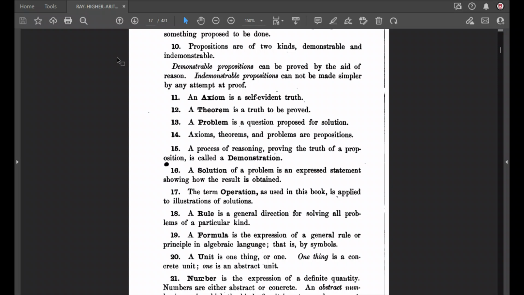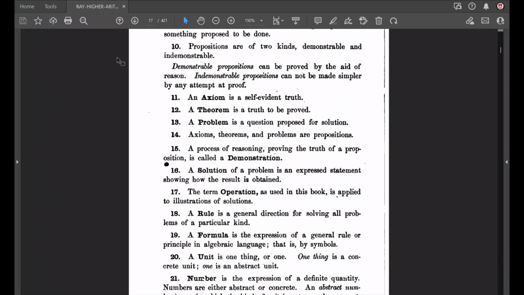And this is why I've said to you before, demonstration is simply another name for proof. Demonstration is proof. A process of reasoning proving the truth of a proposition is called a demonstration. Proof. So if someone says prove it, you can say demonstrate it. Get that in your head. Demonstrate means to prove. Okay?